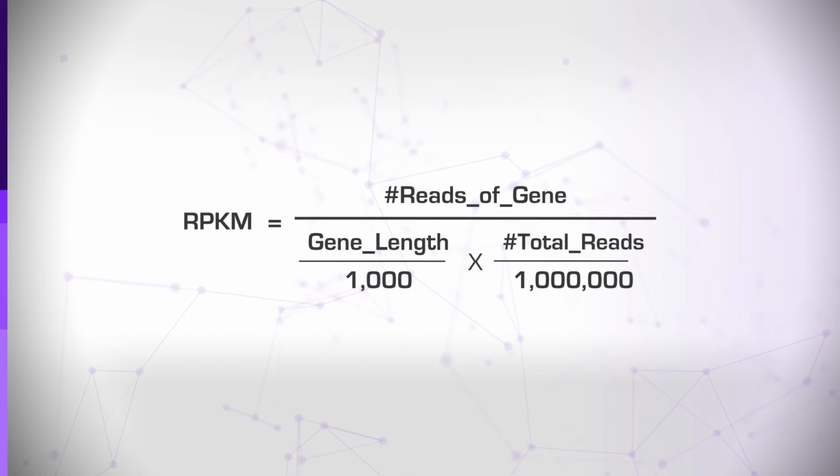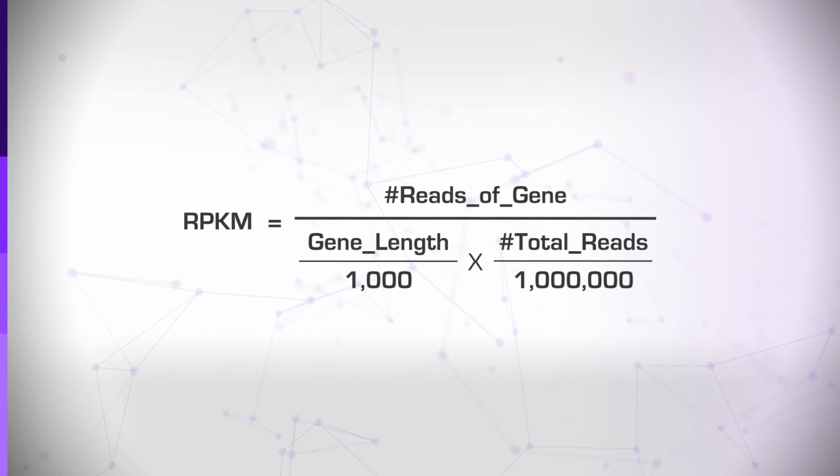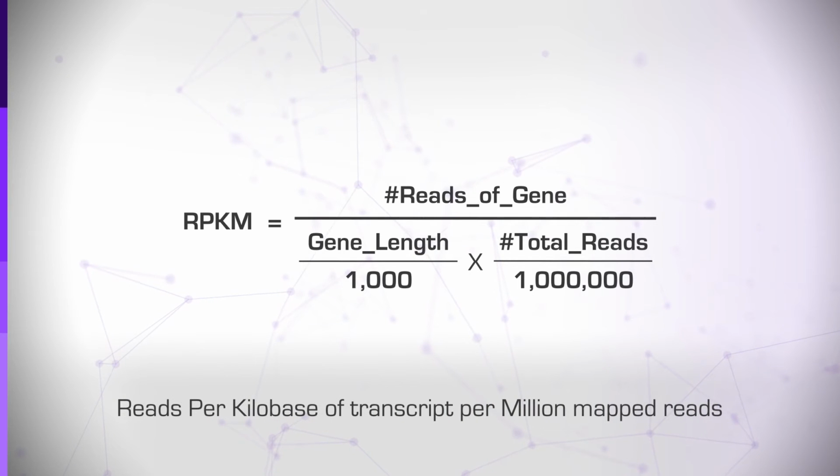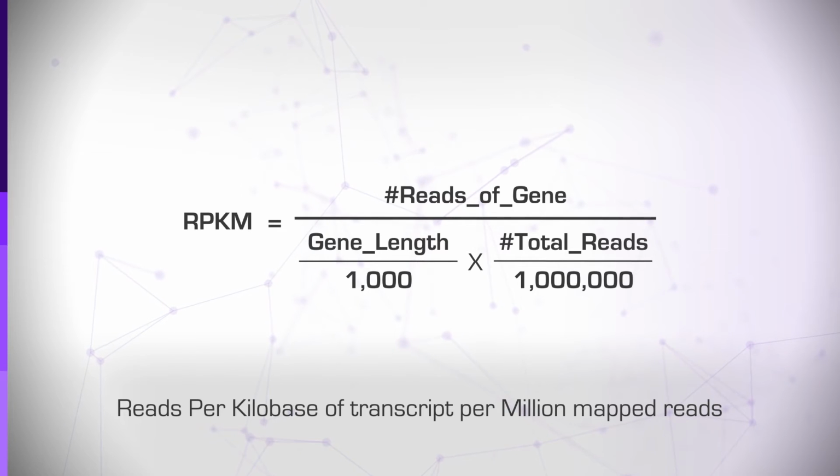First, we have to normalize to the length of the gene, as longer genes will obviously produce more reads. We also need to normalize to the total number of reads in the experiment, which is often limited by technical issues. After normalization, the abundance of each gene can be stated in units of RPKM, which stands for reads per kilobases of transcript per million mapped reads. This normalization enables us to compare the abundance of different genes and between different experimental conditions.